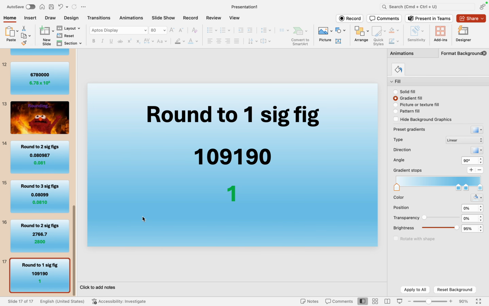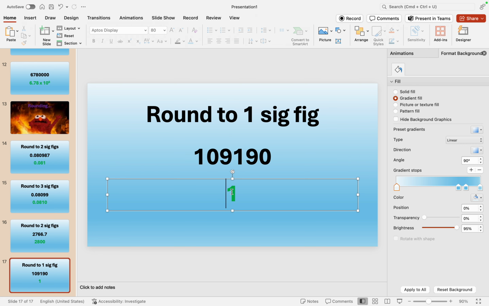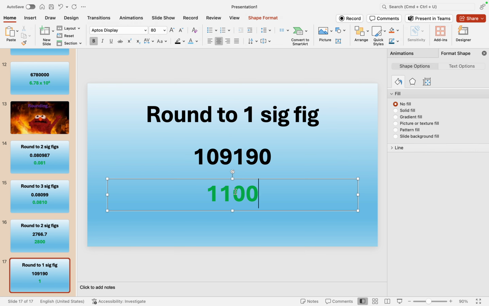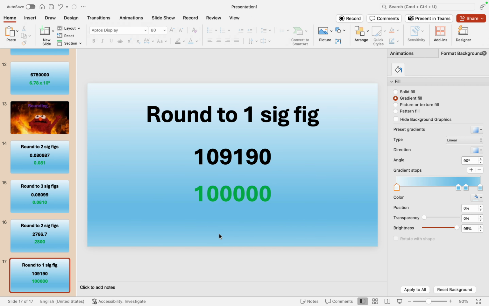And then finally, my very last one, we're going to round this to 1 sig fig. Some people are tempted to write this, but it's 1 sig fig, so we're just going to add a bunch of zeros until you have enough. So 1, 2, 3, 4, 5 zeros. Keep it 5 zeros. You're done. Nice job.